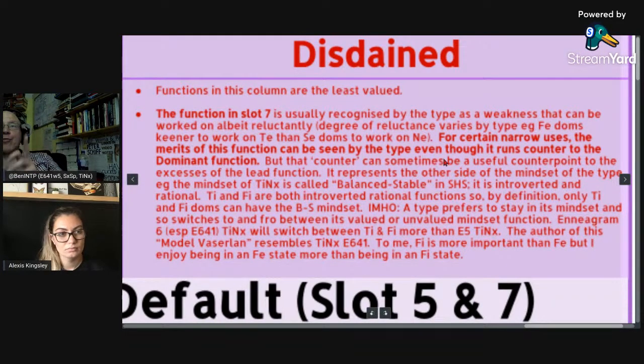But that counter can sometimes be a useful counterpoint to the excesses of the lead function. It represents the other side of the mindset of the type, e.g., the mindset of INTP, TI-NX, is called balanced stable in the School of Humanitarian Socionics. It is introverted and rational. TI and FI are both introverted rational functions. So, by definition, only TI and FI DOMs can have the BS mindset.